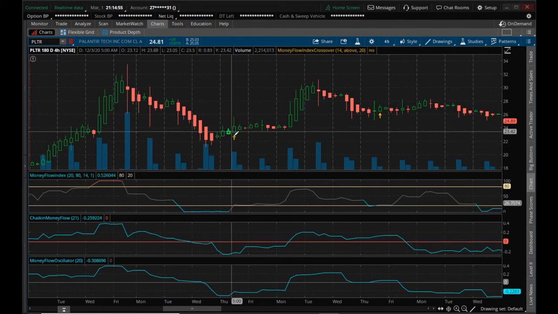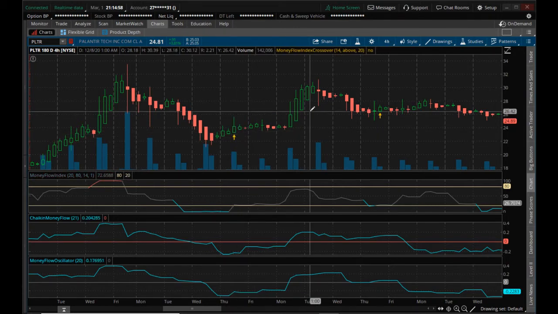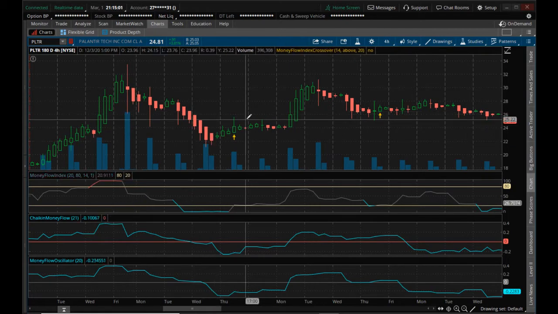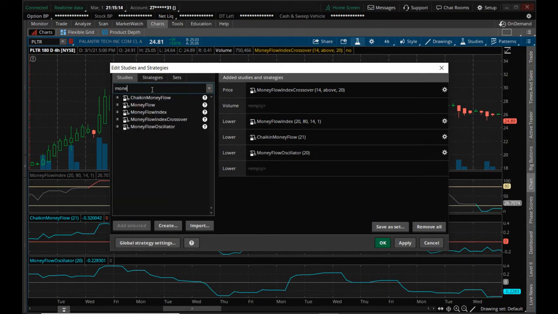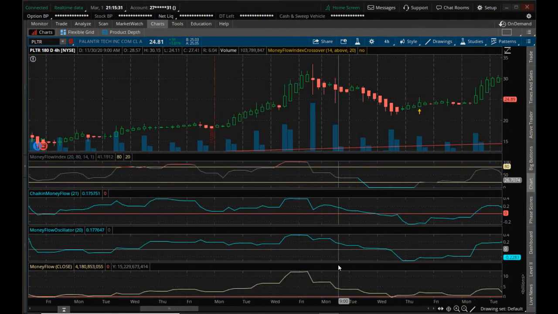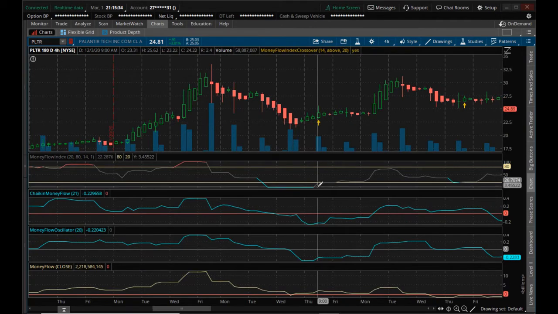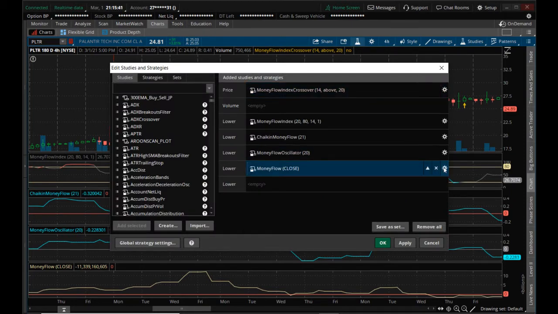Money flow index. Here we go. Money flow crossover, meaning it goes from down to up. And let's see if we can even find a money flow crossover that we can get for a lower study. And just money flow. Although I'm sure we could find it. It says crossover, and then here is your crossover right here. And I don't think adding this money flow is going to help.